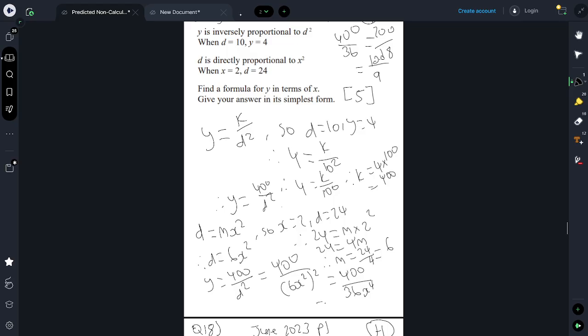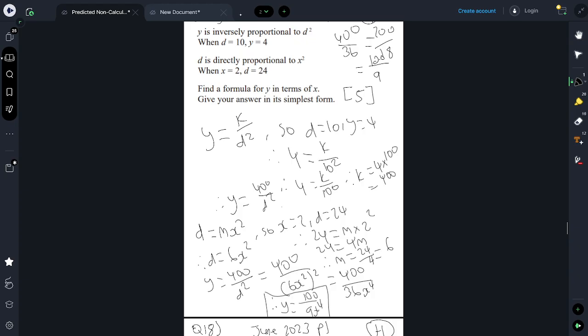So actually, our simplest answer is y equals 100 over... I want to make this clearer. Our answer then, I write it here. y is 100 over 9x to the 4 at the bottom here. Okay. And that is going to be your final answer for 5 marks.